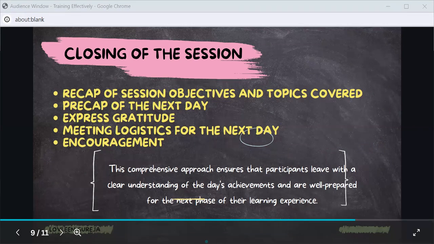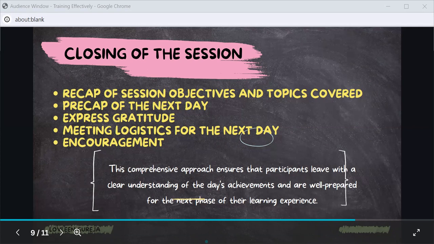Okay, so the closing of a training session is the time when you reinforce the key takeaways, when you get to express gratitude, when you get to set the expectations for the next day. Okay, so what do you do in a closing? First, a recap of the session objectives, a recap of what you did today, a recap of all the topics covered, the objective reiterations.